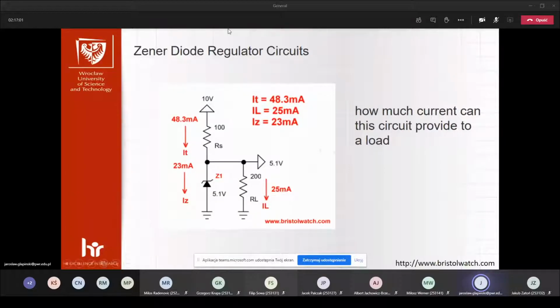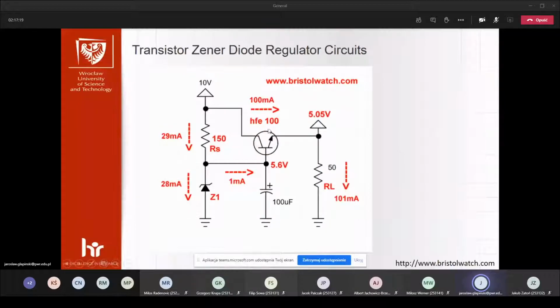But the problem with this circuit is that we need to have more current going through the Zener diode than the current in our load, it should be similar. So it is not the best solution because we lose energy. Okay, so the solution is to use a transistor, and in this case we will have a better solution, because using a smaller current going through the diode, we'll have a higher current going through our load. Okay, so this is a simple solution.